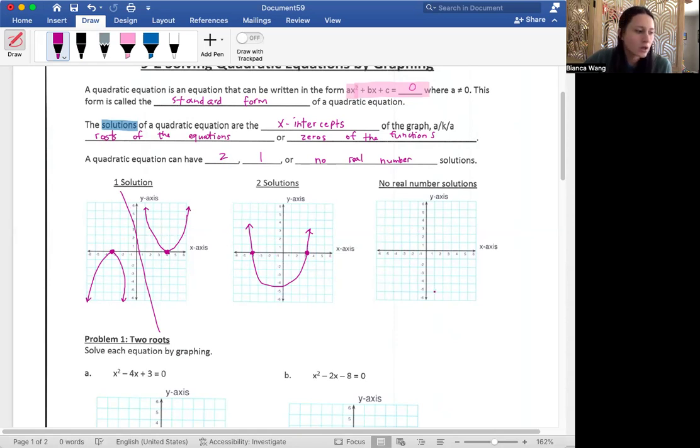The no real solution would be an example where the maximum or minimum of the parabola does not even cross over the x-axis at all. It never touches the x-axis. So this would be an example of no solution. Where you're looking for the solution is where it's going to cross over the x-axis. In this case, the minimum and maximum never cross, so no real number solution. And for two solutions, the graph is just cutting through on both sides.